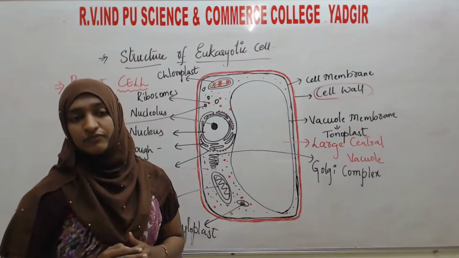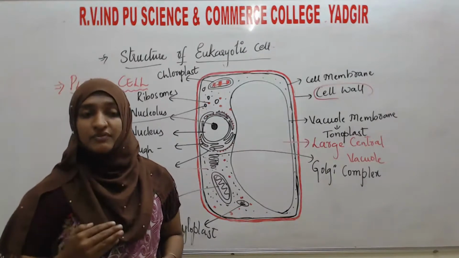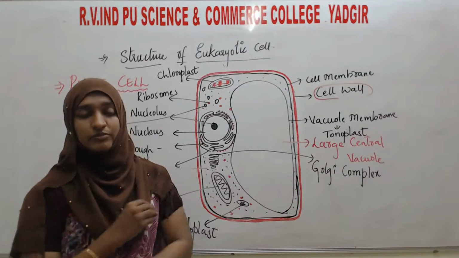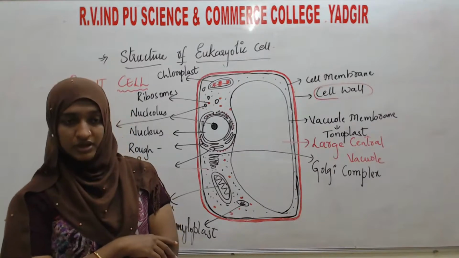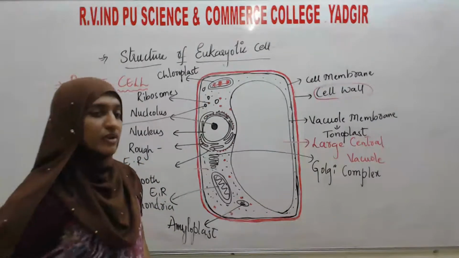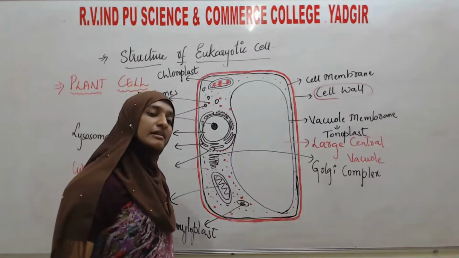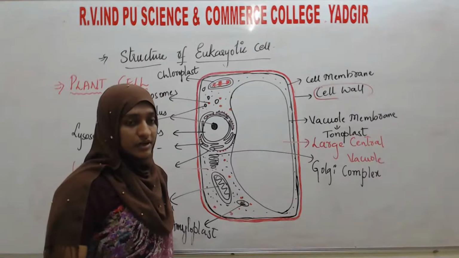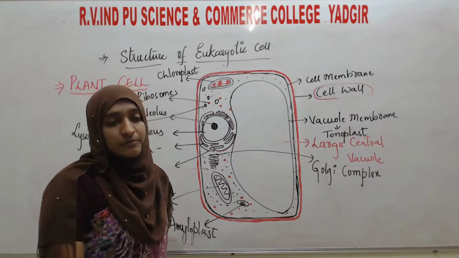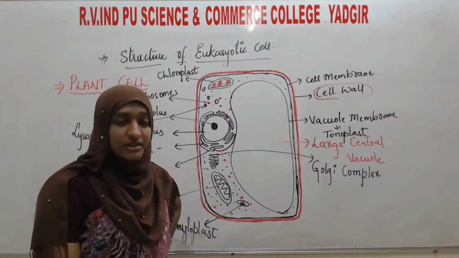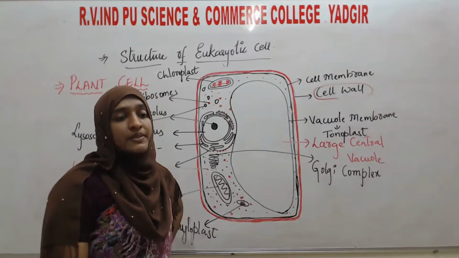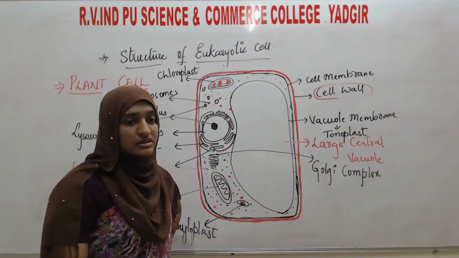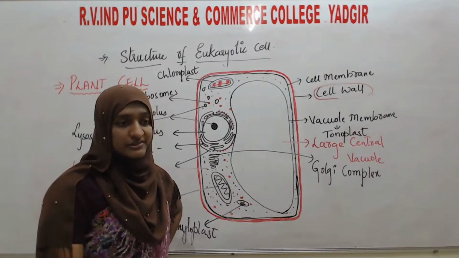On the surface of the endoplasmic reticulum, if there is a presence of ribosomes, then it is known as the rough endoplasmic reticulum. If there is an absence of ribosomes on the surface, then it is known as the smooth endoplasmic reticulum, and the ribosomes present in the cytoplasm or on the surface of the endoplasmic reticulum are mainly meant for the synthesis of proteins.